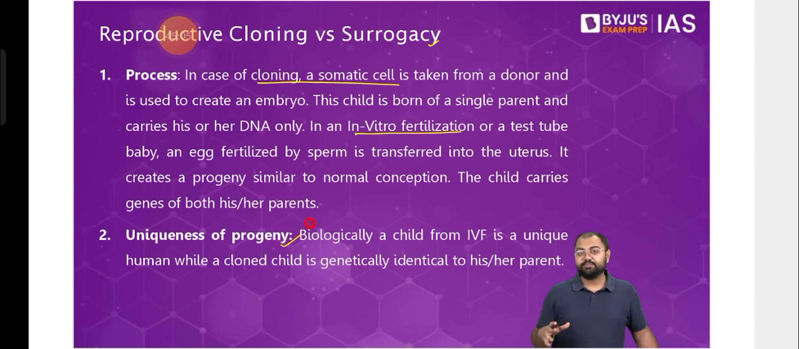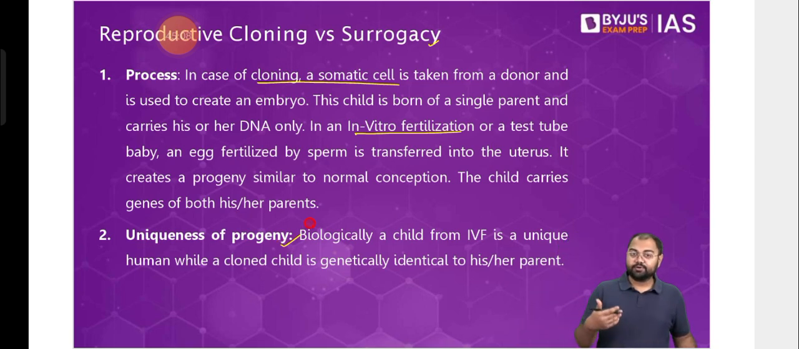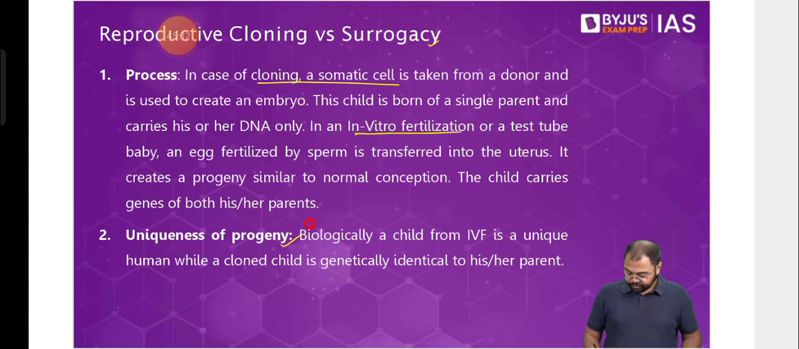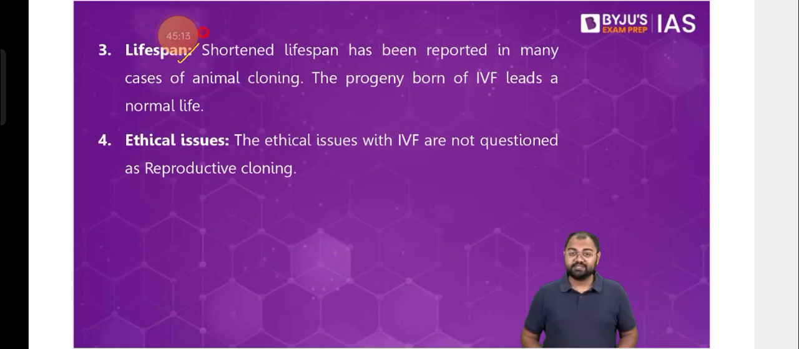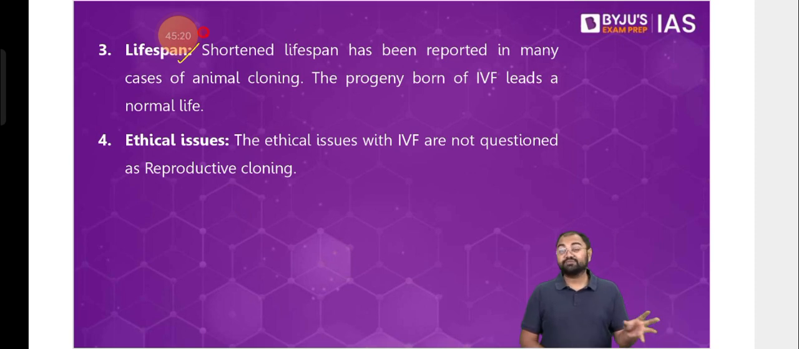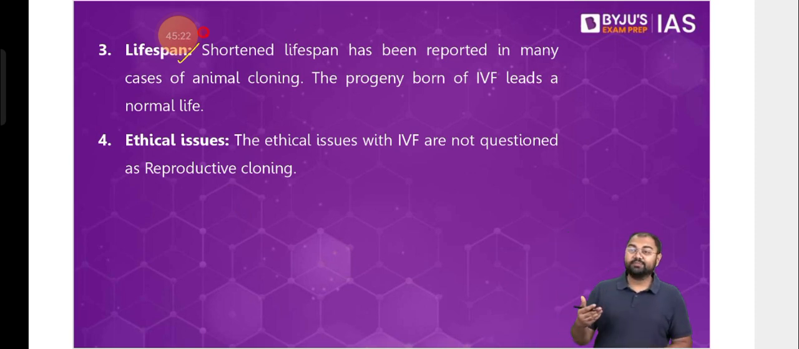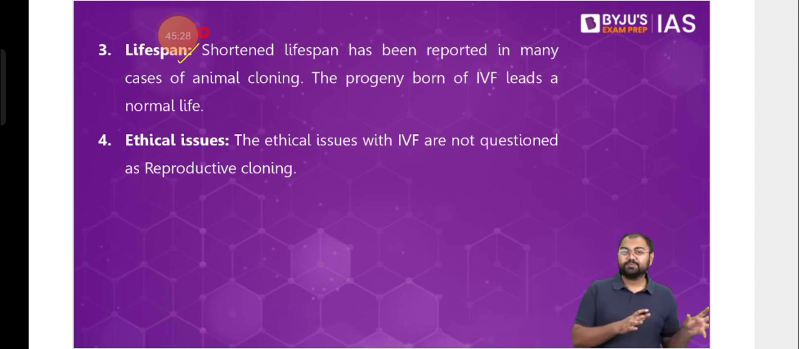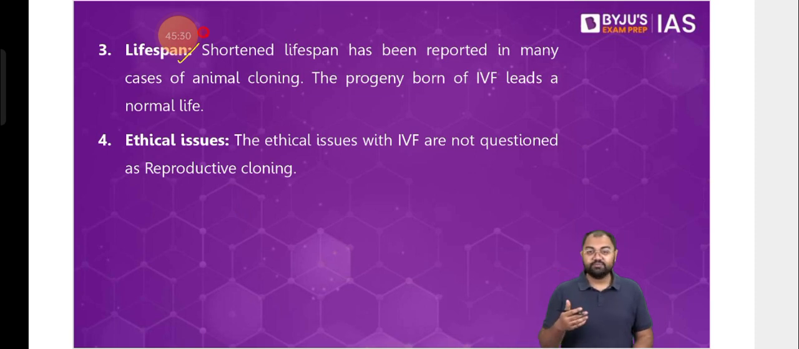Then the uniqueness of progeny. In surrogacy, because there is a mixing of DNA, the offspring will be unique. Whereas in cloning, we know that it's an exact replica of the single parent from where the child has been taken. Then in case of lifespan, any child born out of surrogacy would lead a normal, healthy life. There will be no issues as such. But with cloning, we have already seen the instability in the process. The cloned animals have not lived for very long. They have to be kept in very specific conditions. They can get infected with diseases very easily. So there are multiple such problems with animal cloning, and that's why the lifespan of cloned animals has not been that high.